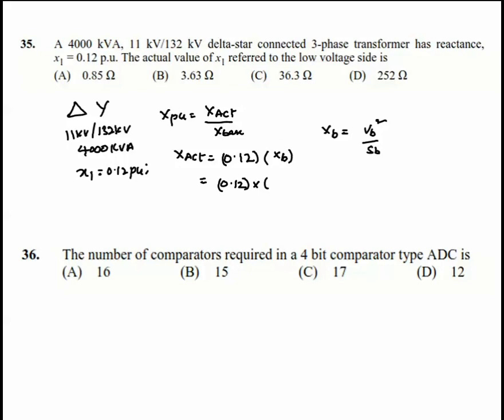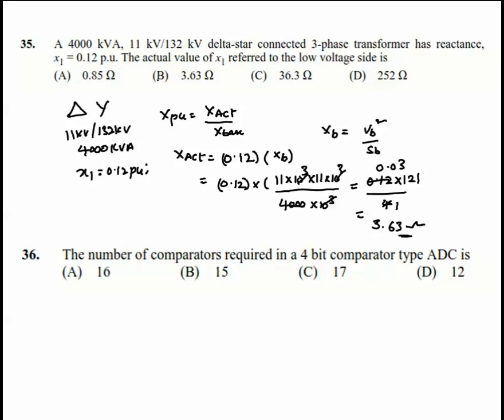So what is V base here? That is 11 kV, so 11 into 10 power 3 times 11 into 10 power 3, divided by 4000 into 10 power 3. The 10 power 3 gets cancelled, and 4000 gets cancelled, so that is equal to 0.12 into 121 divided by 4. 4 into 1 is 4, 0.03. So we'll get the answer as 3.63 ohms. So 3.63 is the answer here, right?